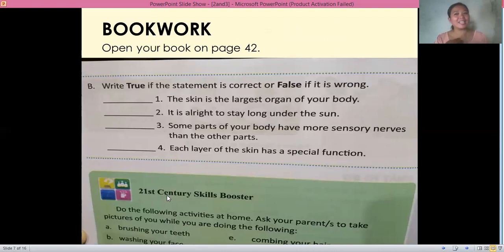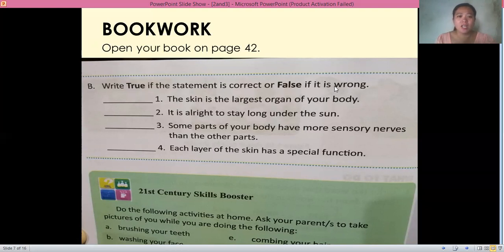Now, please get your science book and open it on page 42. Science book, open it on page 42. Okay, so letter B. Letter B, write true if the statement is correct or false if it is wrong. Again, write true if the statement is correct or false if it is wrong.